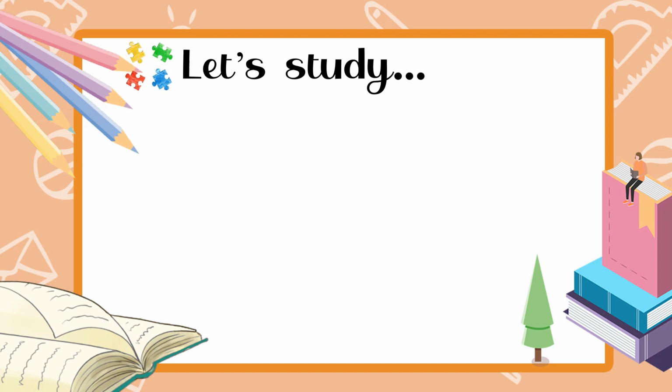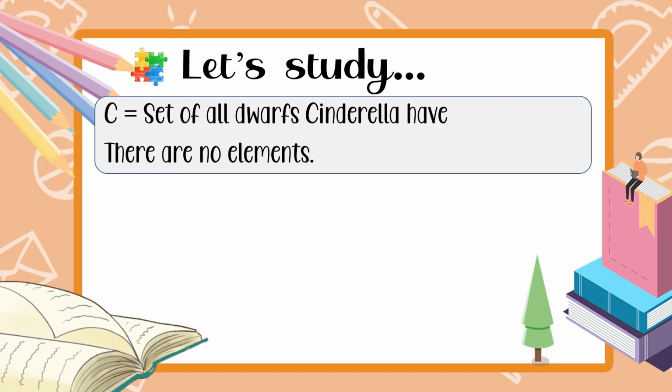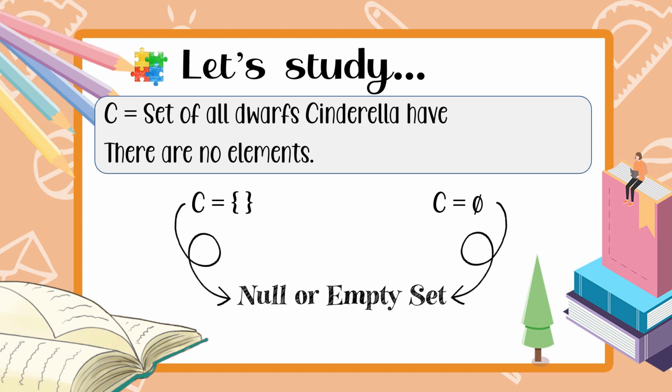Now, let's go to the third and final sample na binigay ko sa inyo kanina. Set C is the set of all dwarfs Cinderella have. So, there are no elements kasi hindi naman si Cinderella yung may dwarfs, si Snow White. And we can write this set in 2 ways. So, the first way to write it is here. So, you just have to write an open and close braces. And the other one is this one. You can write it as a 0 with a slash. Parang ganyan. This type of set is called a null or empty set.